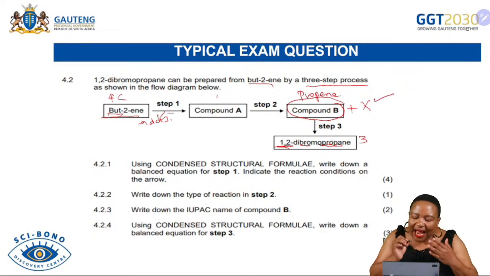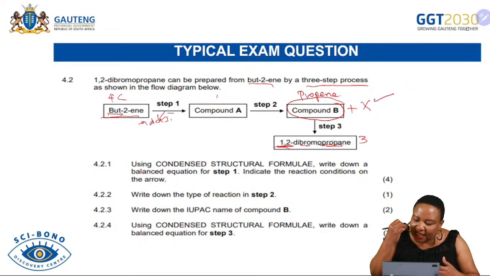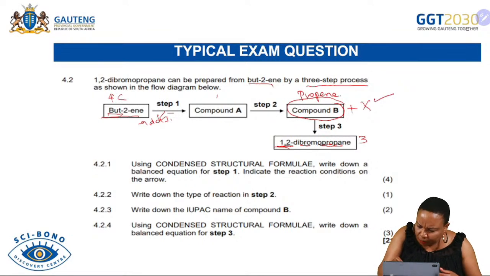How did I identify that? How did I track that? By this prop. Then what is it that I'm going to add here? I'm going to add Br2. How do I know? Because they are dibromo.